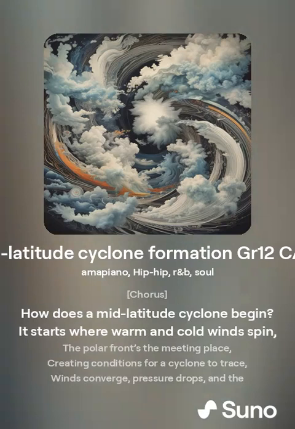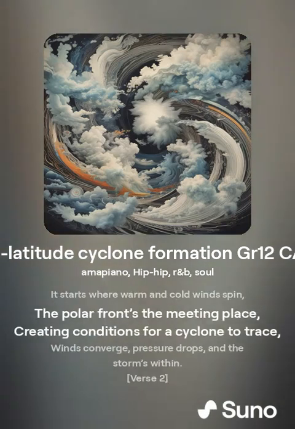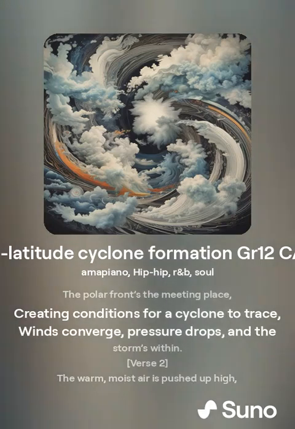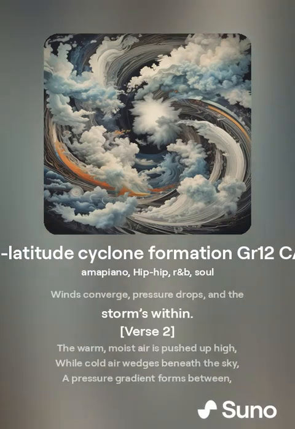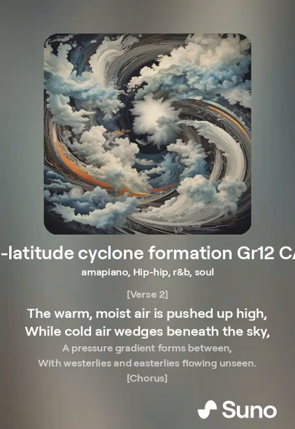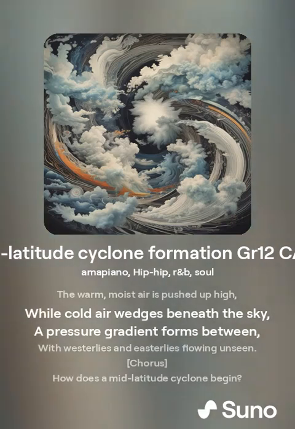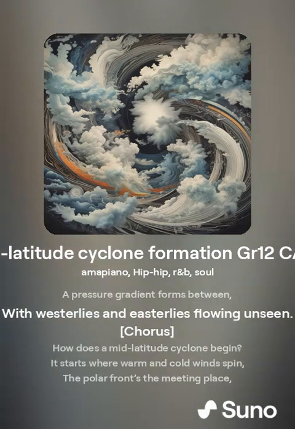How does the mid-latitude cyclone begin? It starts where warm and cold winds spin. The polar fronts that meet in place, creating conditions for a cyclone to trace. Winds converge, pressure drops and the storms within. The warm moist air is pushed up high, while cold air wedges beneath the sky. A pressure gradient forms between, with westerlies and easterlies flowing unseen.